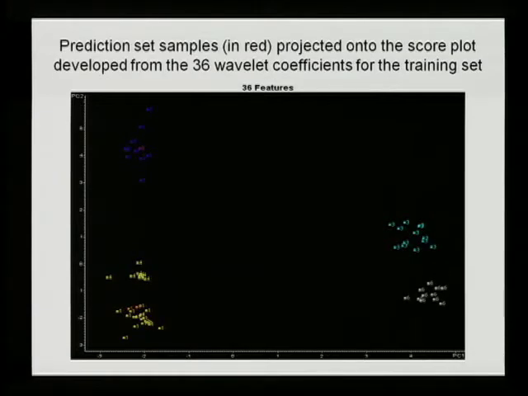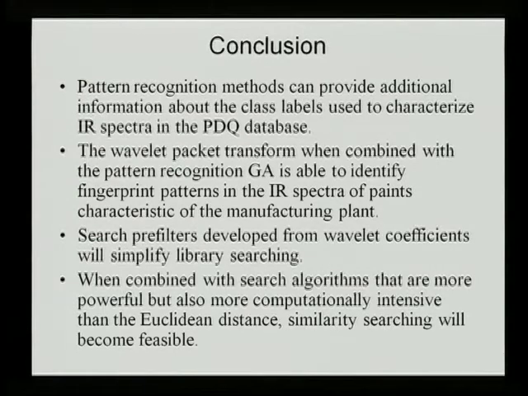Now what we do next is we project our unknowns onto the training set defined by the 36 wavelet coefficients and the samples in the training set. And they're indicated in red with their number. And as you can see, they're correctly classified. So it worked. What conclusions can we draw?